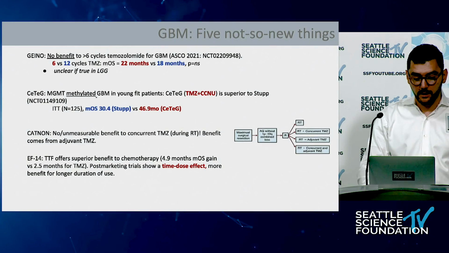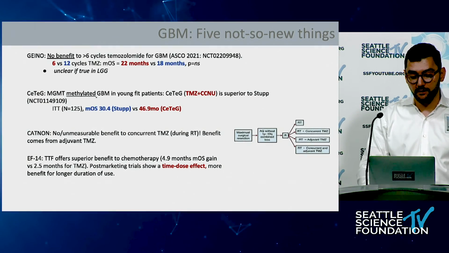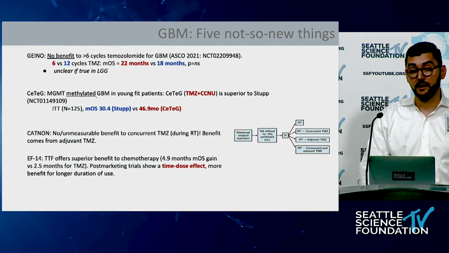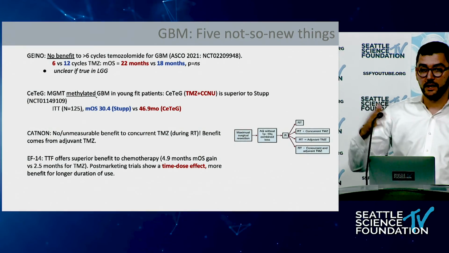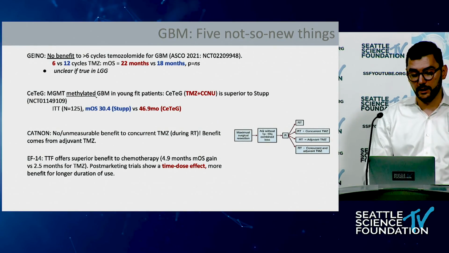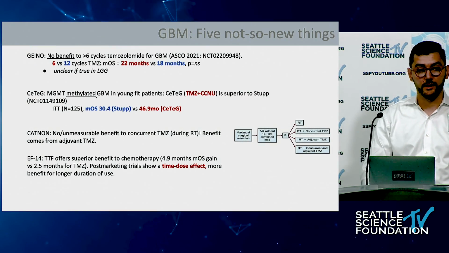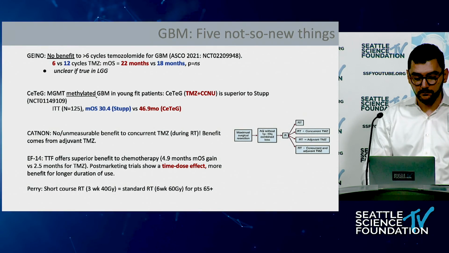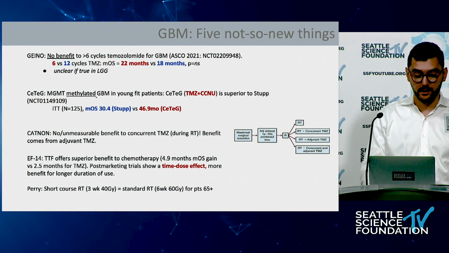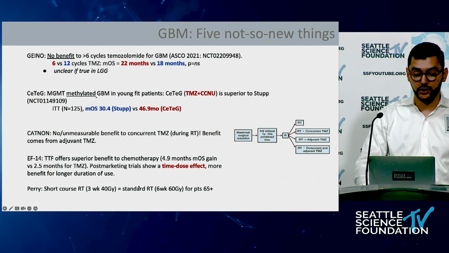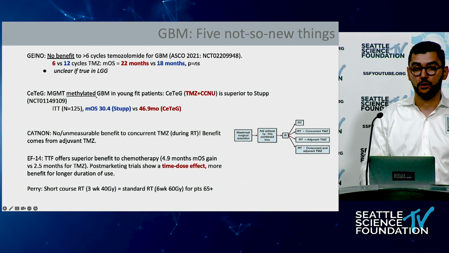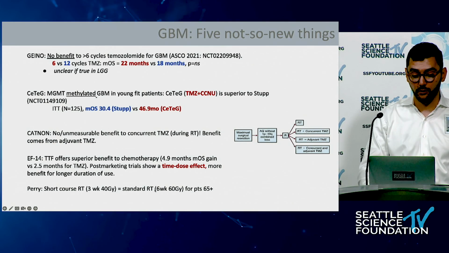And the Optune trial, so EF14, showed that tumor treating fields actually cause greater improvement in overall survival than chemotherapy. And there's also a time dose effect in the post-marketing trials where if you bin patients in 3, 6, 9, 12 months of use and so on, there's increasing benefit for the longer the device is worn, which makes sense. And the last big development was that short course radiation is now standard for elderly patients or patients with low performance status.